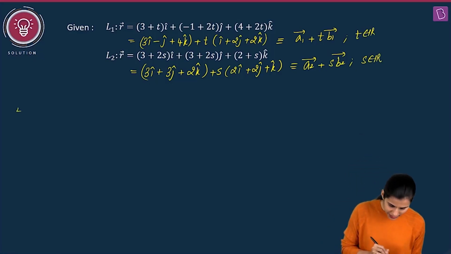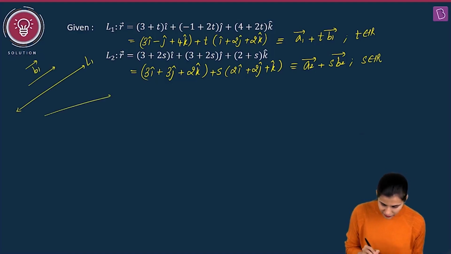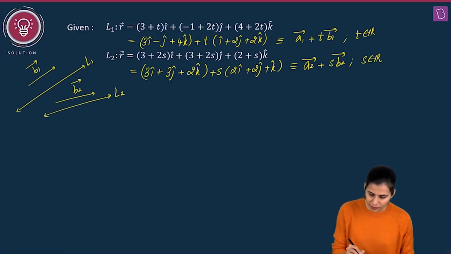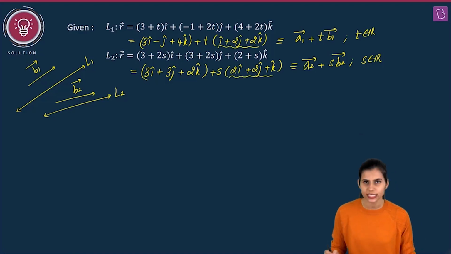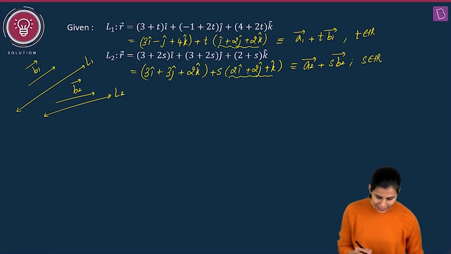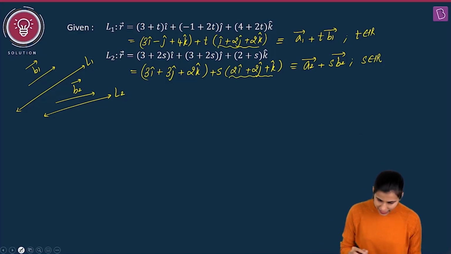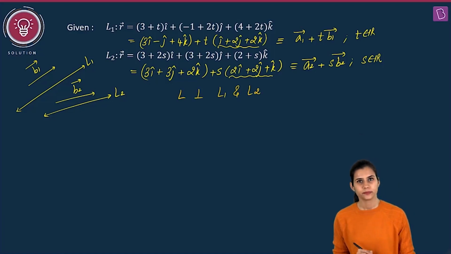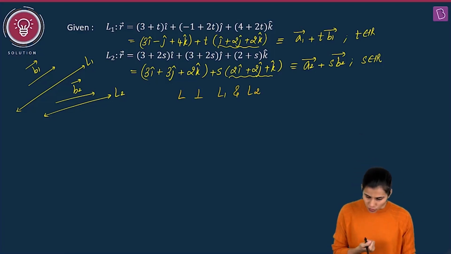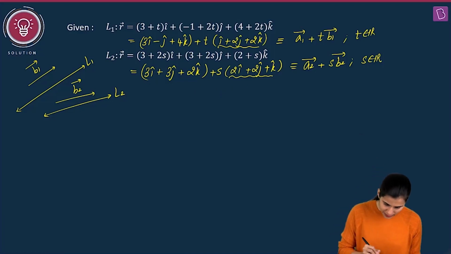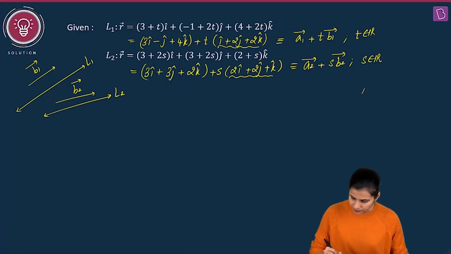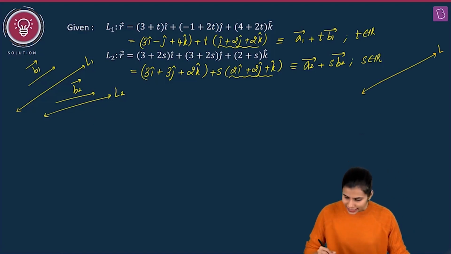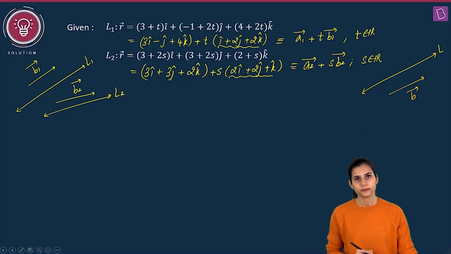This means if this is line 1, then the vector parallel to it is b1 vector. And if this is line 2, then the vector parallel to it is b2 vector. And I have my b1 vector as well as b2 vector explicitly with me. Now, capital L is given to be a line which is perpendicular to line 1 and line 2. That means, let's say this is my line L. Let me draw it here. This is my line L, then the vector parallel to it, let's say, is B vector.